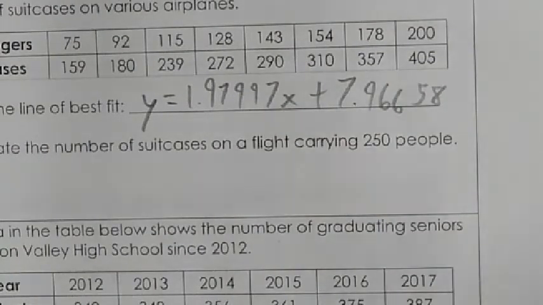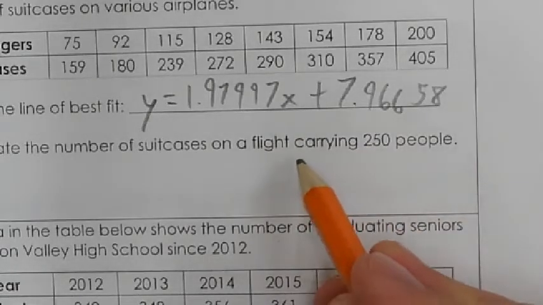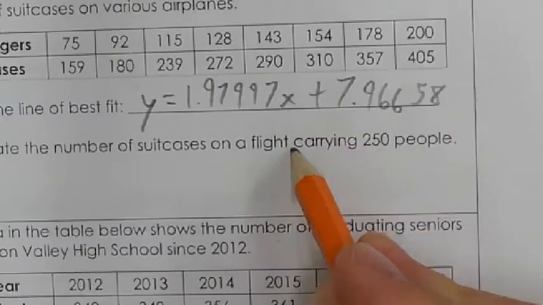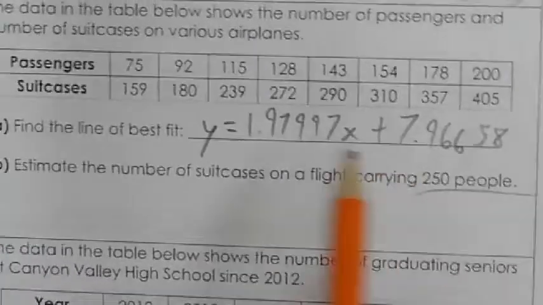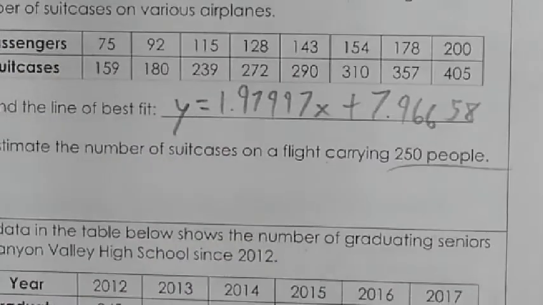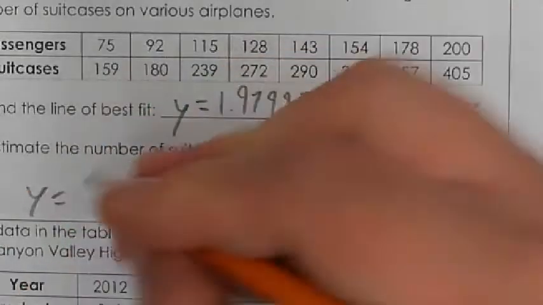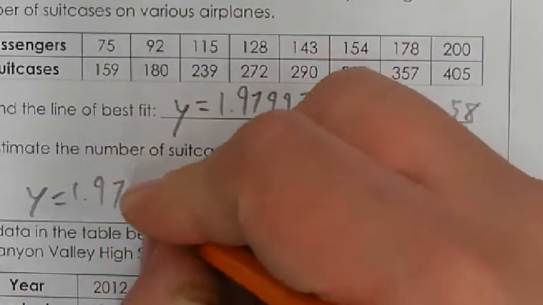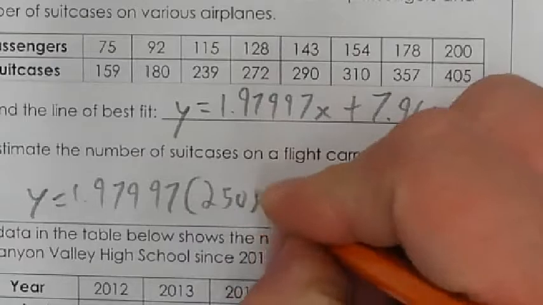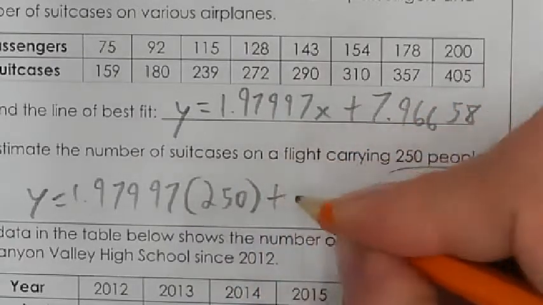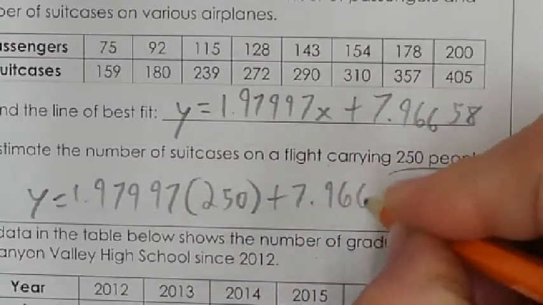So where are we going to plug in that 250 people? We're trying to figure out the number of suitcases. We have 250 people. So is that going to be X or Y? Y. The people? Oh, X. X. Yeah, people is the same thing as passengers. So you're going to do Y equals 1.97997 times 250 plus 7.96658.